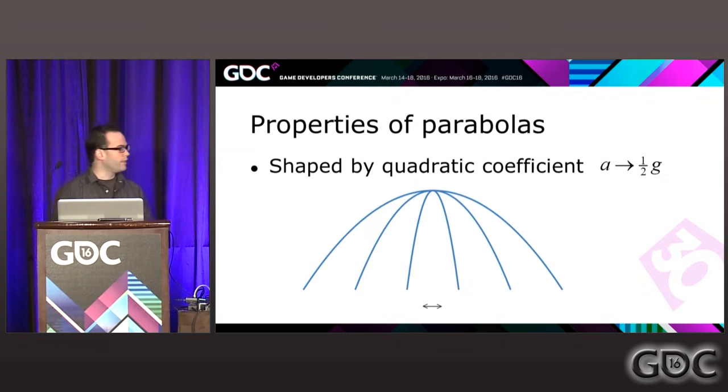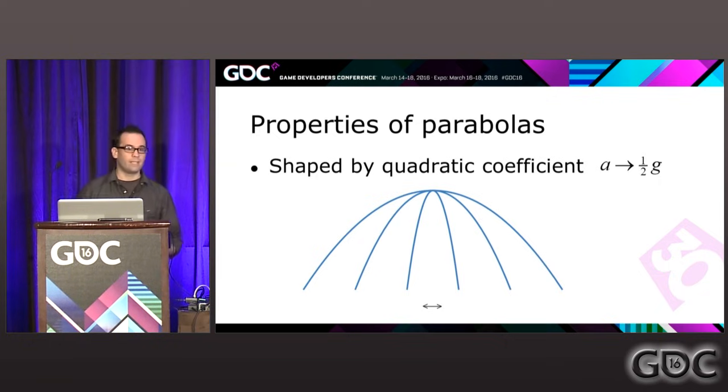And finally, the shape of a parabola, whether it's very wide and flat or very tall and narrow, is entirely dependent on the quadratic coefficient A, which in our projectile motion formula is 1/2 g. And hopefully that intuitively makes sense as well, that this would depend on gravity. As gravity gets stronger, we expect to see a steeper, sharper fall off on that curve.